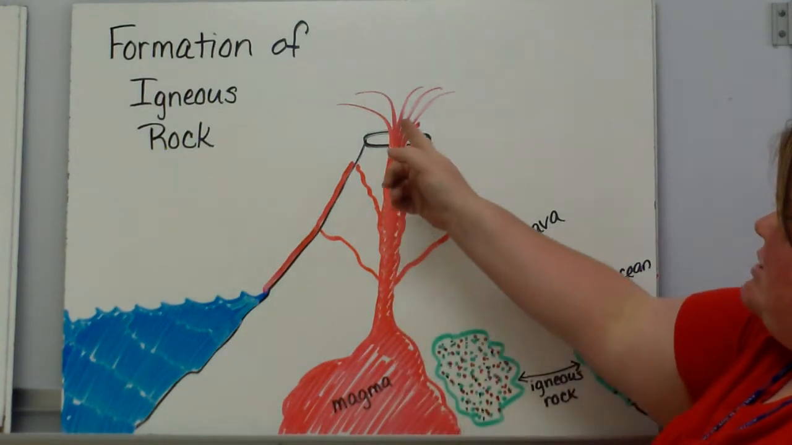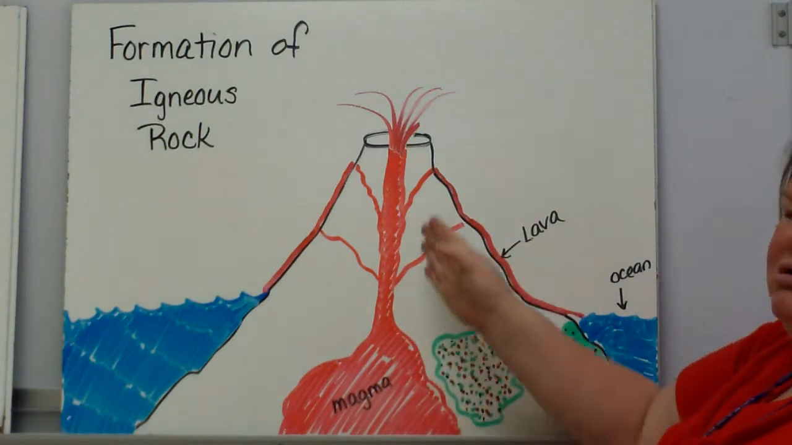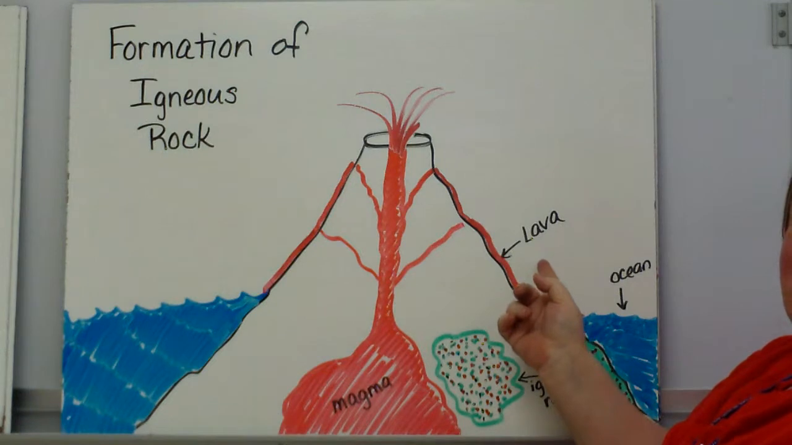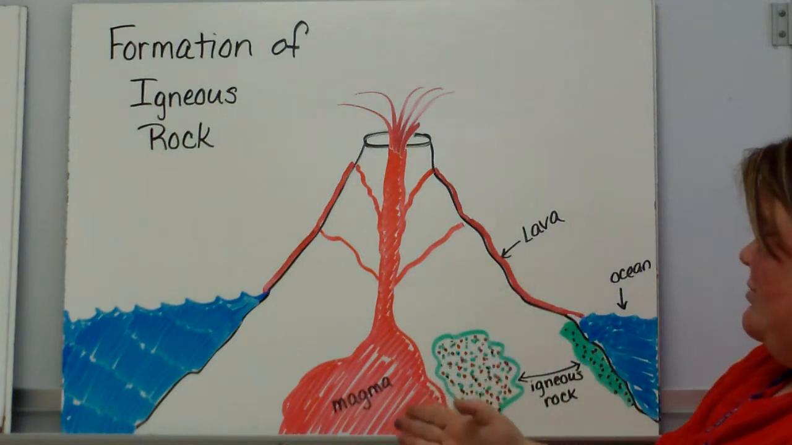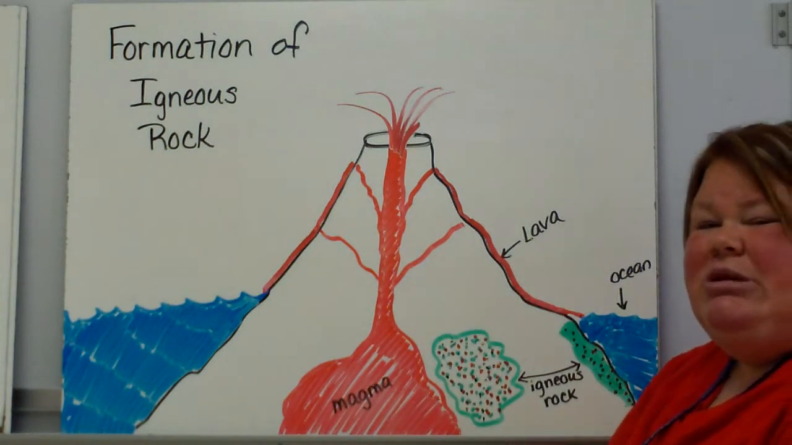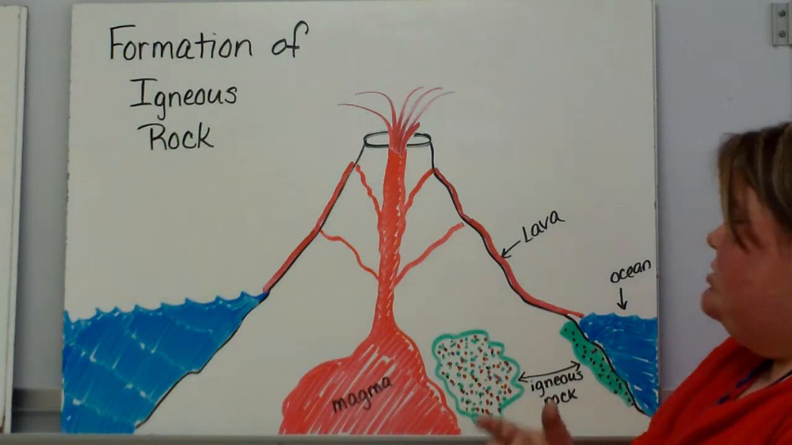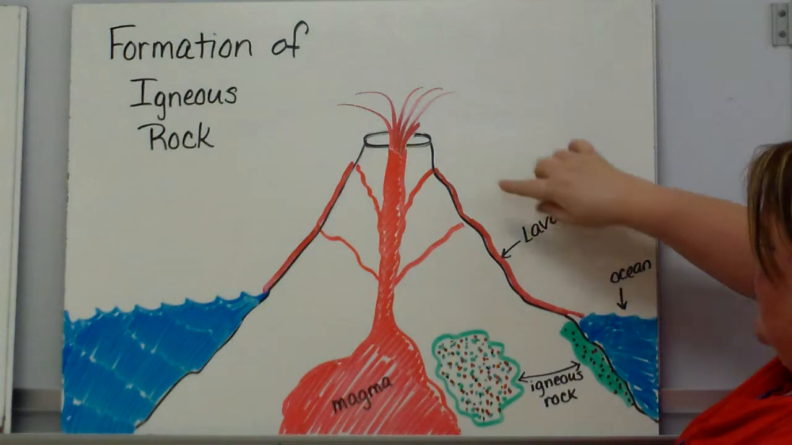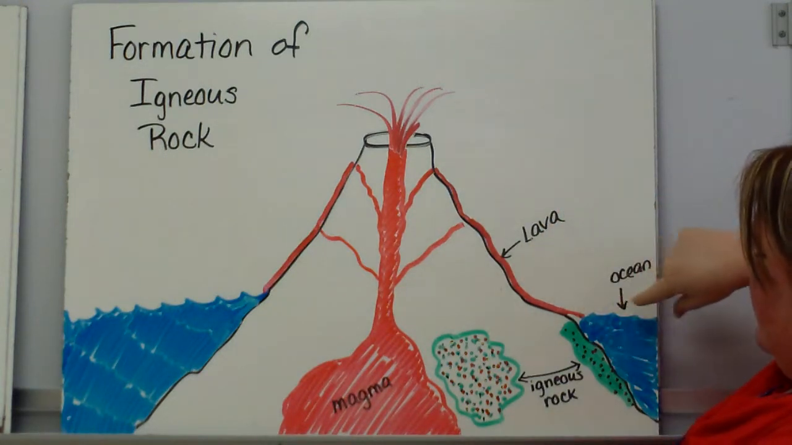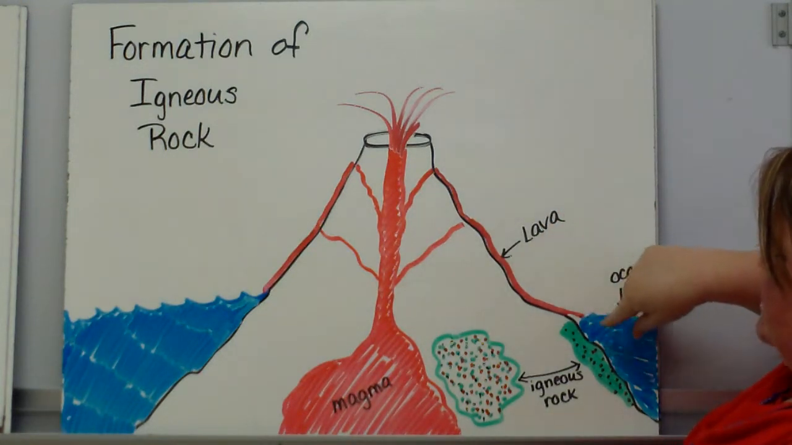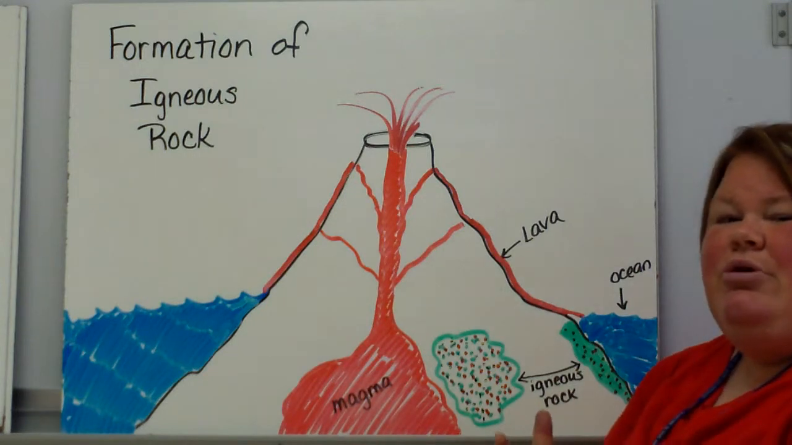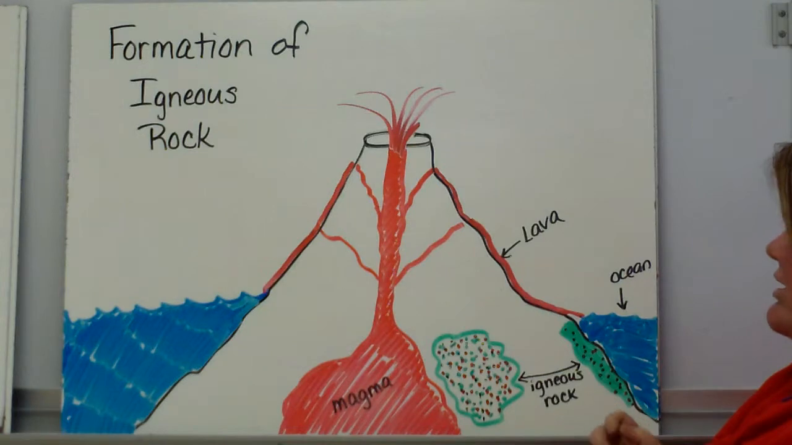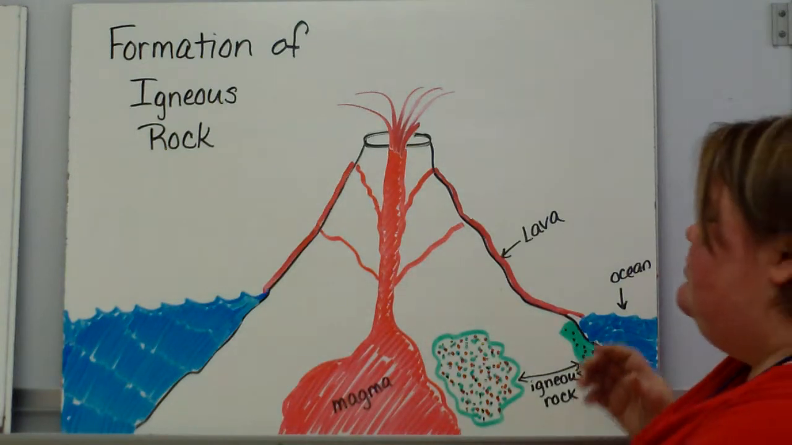When the magma comes up out of the volcano or out onto the Earth's surface, we call that lava. So the only difference between magma and lava is really its location. So the lava will flow down, in this case the volcano, and it reaches the ocean. Once it reaches the ocean, the water will cool it, and it will also cause igneous rock to form.